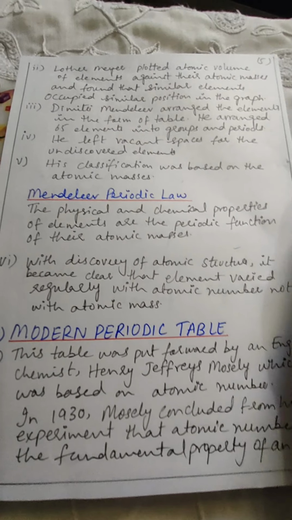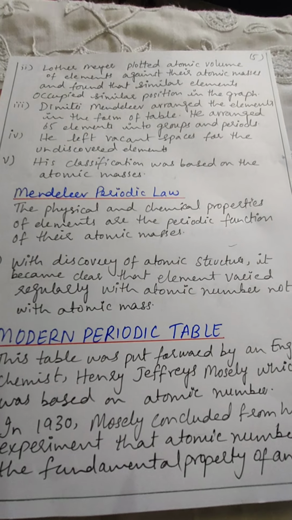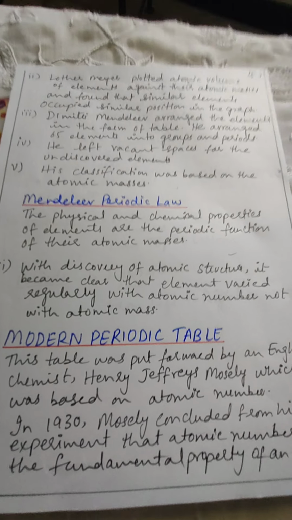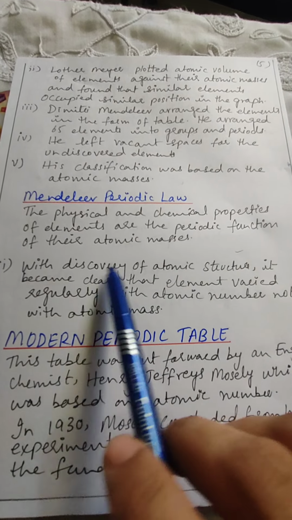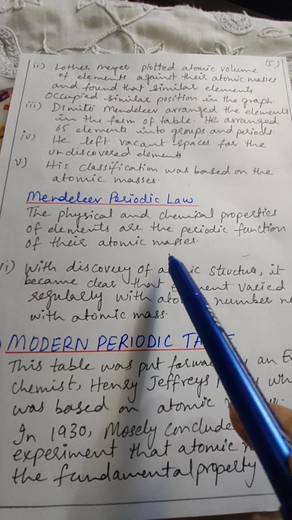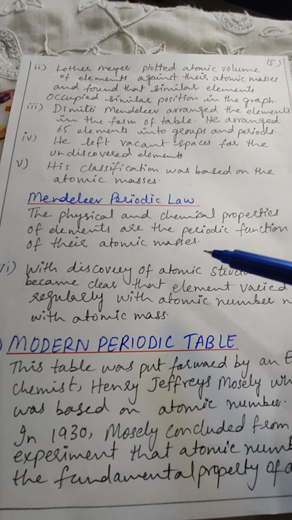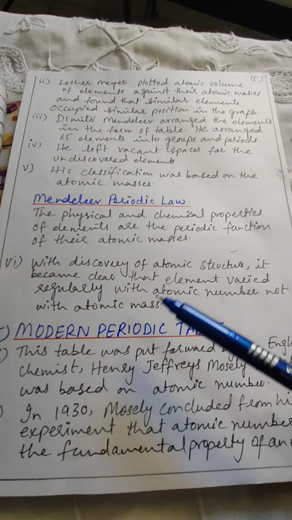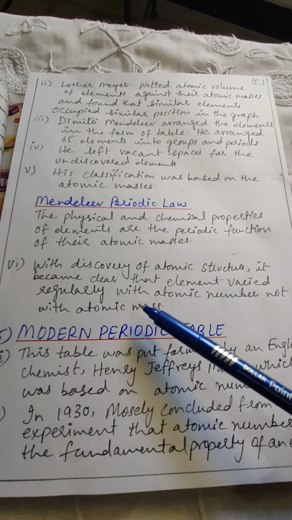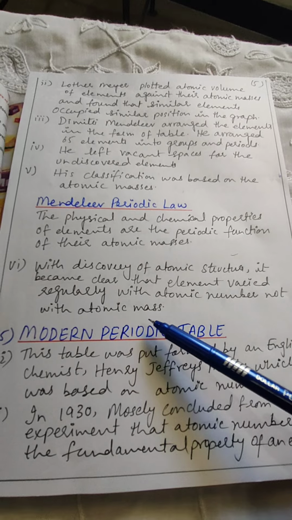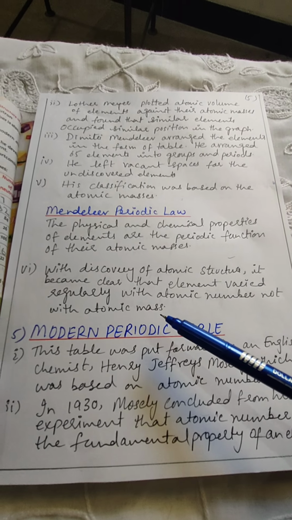Related to his classification, there is an important law which we call the Mendeleev periodic law, or the old periodic law. This law states that the physical and chemical properties of elements are a periodic function of their atomic masses. It means they believed that atomic mass is a fundamental characteristic of every element. With the discovery of atomic structure, it became clear that elements varied regularly with the atomic number, not with the atomic mass.